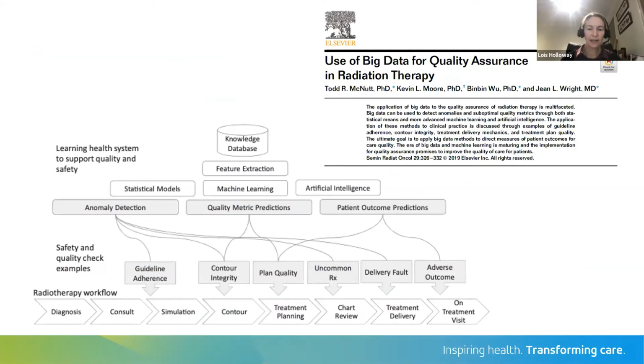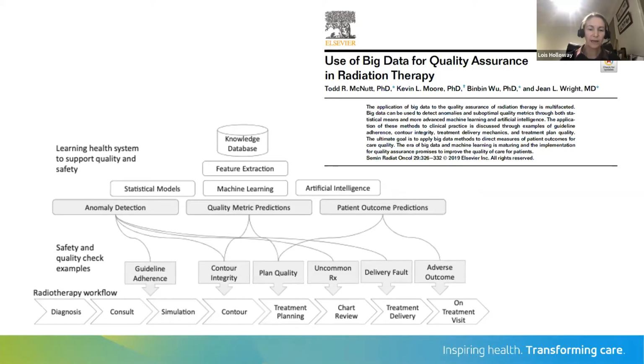I've taken this from an article in Seminars in Radiation Oncology, looking at the use of big data for quality assurance in radiation therapy. This is a general approach to radiation therapy, but it provides a really nice framework, which is the same framework that we're interested in from a clinical trials perspective. So we've got our data at the top of our chain, we've got our feature extraction tools, and then different models that we can develop out of that.